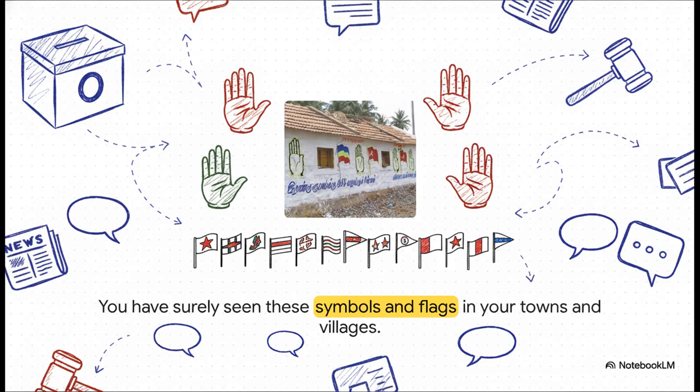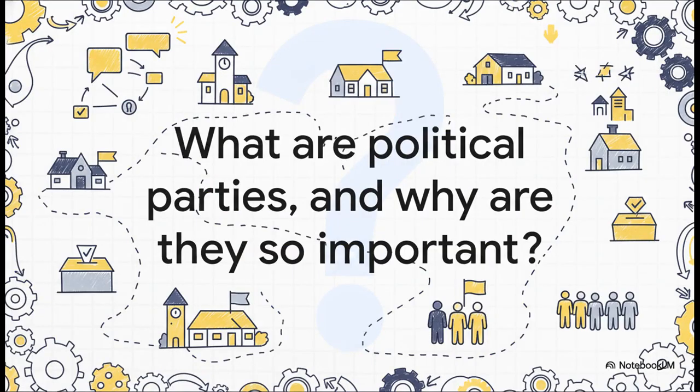You see, these symbols and flags, they're everywhere. In many ways, they are the most visible face of democracy for all of us. It's quite interesting, actually. For a lot of people, especially in the more remote parts of our country, if you ask them about the Constitution or the government, they might not know the details. But if you ask them about political parties, they will know. For most ordinary citizens, democracy is equal to political parties. So let's explore why that is.